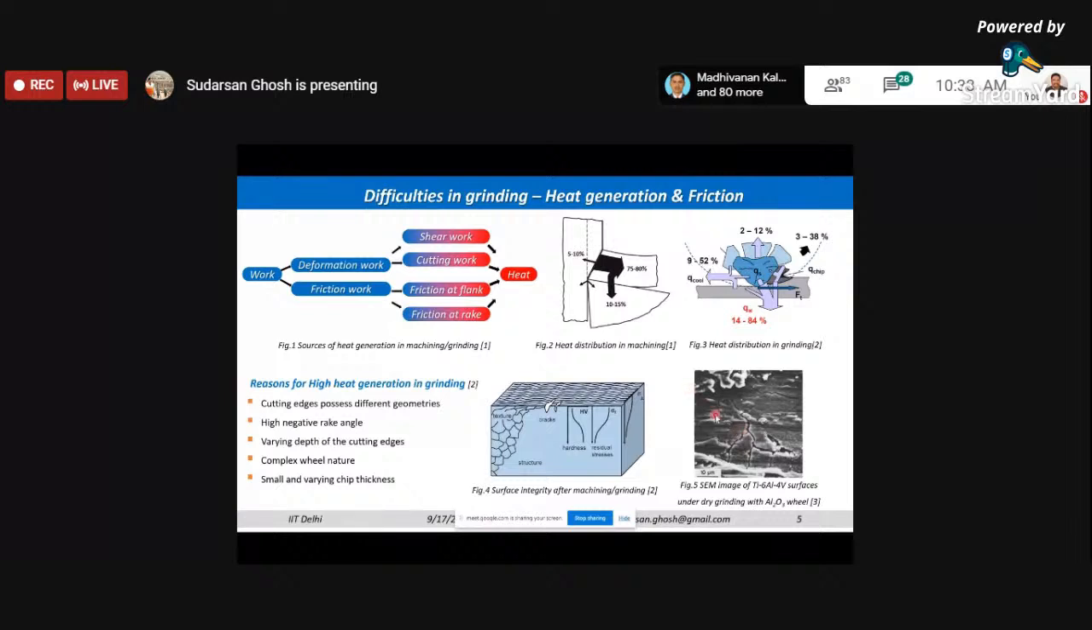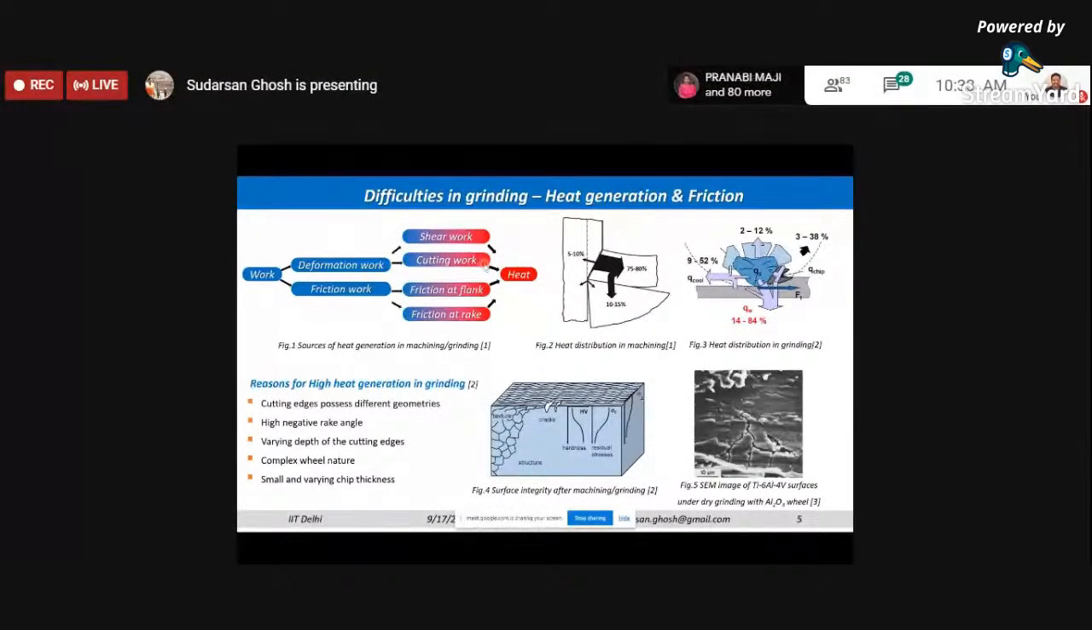So the essence of all this discussion is that in the machining or in the grinding process, we somehow have to lower the heat generation. Now how is it possible? Heat generation, one is this shear deformation process or the cutting process. That will obviously happen. We do not have much control on this. Whatever heat will be generated.